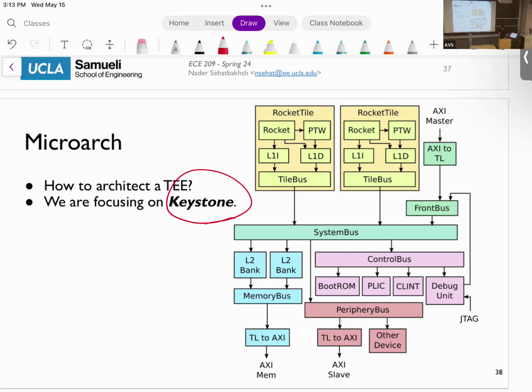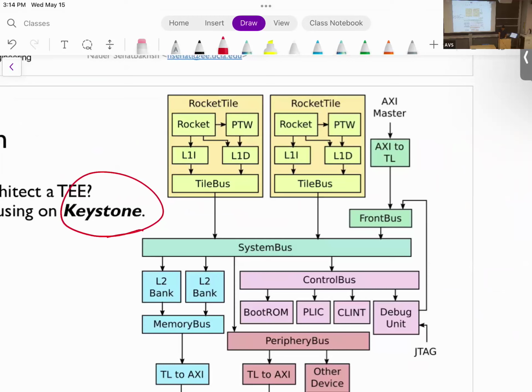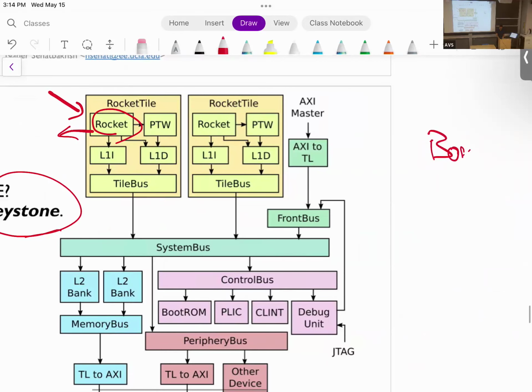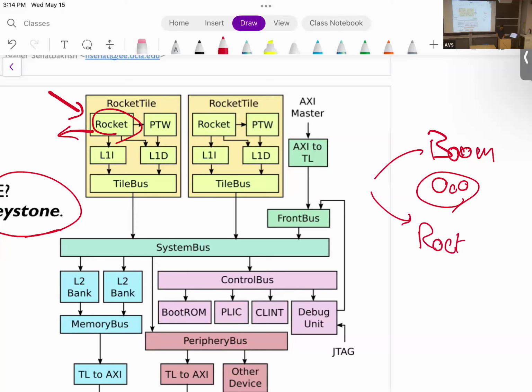So if you think about a RISC-V SoC, we have what we call a tile. Okay, so a tile is a core with a bunch of other memory units. So for example, we have a Rocket core or we can have a Boom core. In the class, we talked about the Boom core, which was the out of order execution core of RISC-V. The equivalent of Boom is Rocket. Rocket is just a simpler processor. It's an in-order processor, an older version of Boom. So Rocket is that simple core.